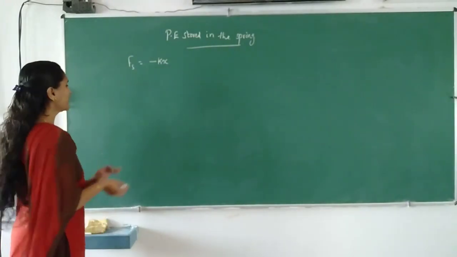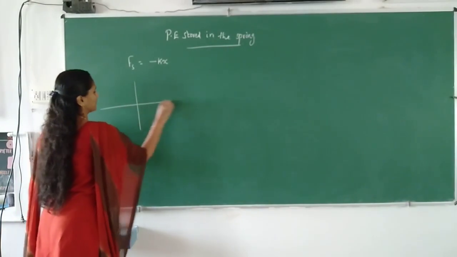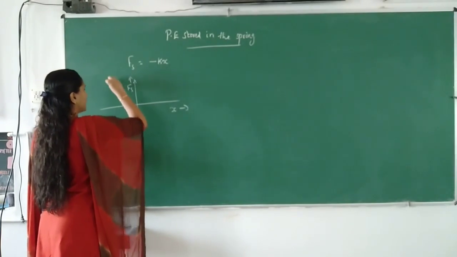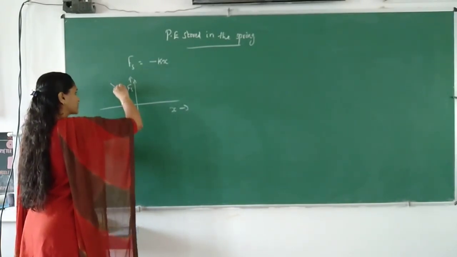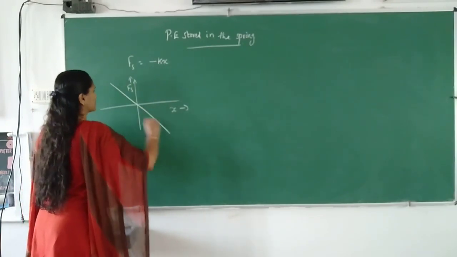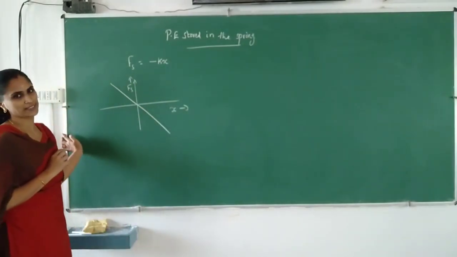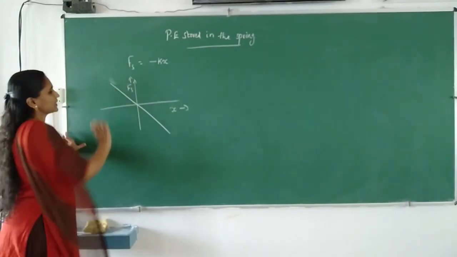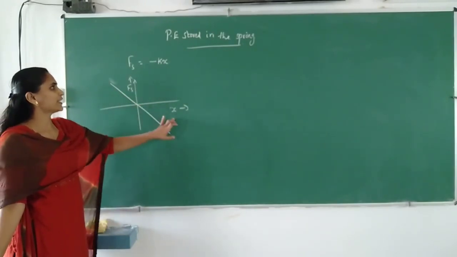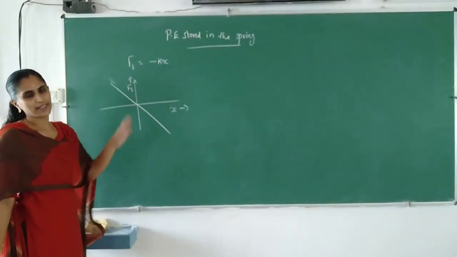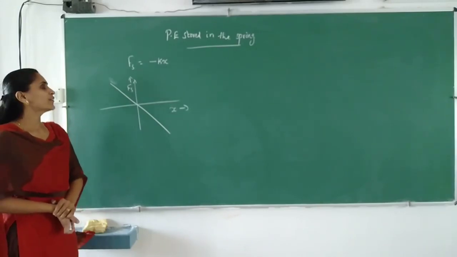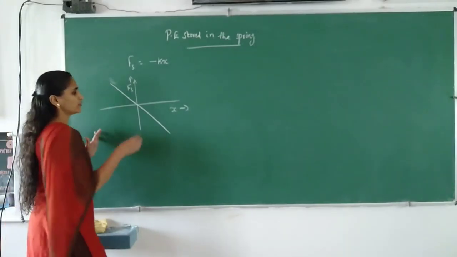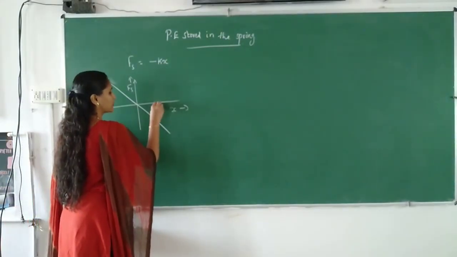So if we are plotting a graph between x and the spring force, we can say that the graph will be like this. Fs equal to minus kx. So when we are plotting a graph between Fs and x, the graph will be a straight line like this. And now we can find the work done. How? If it has a maximum displacement of xi, corresponding to xi.